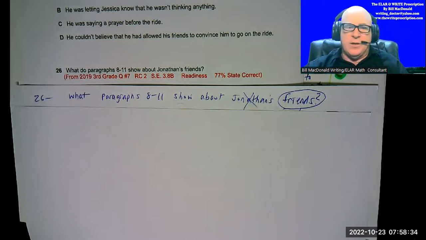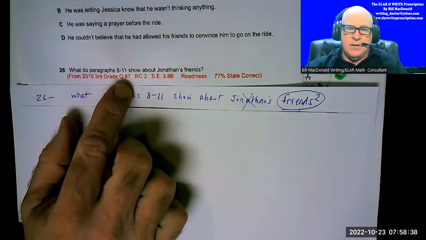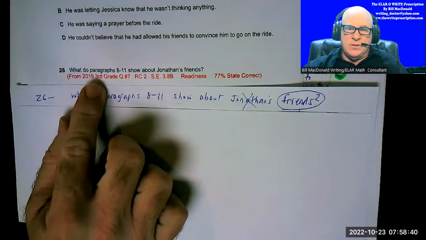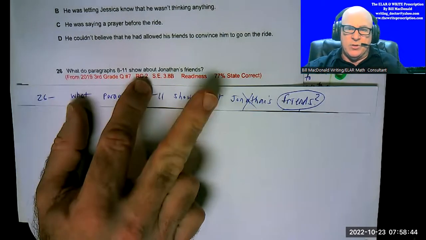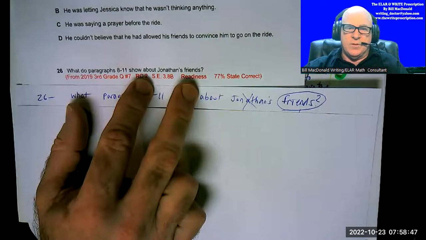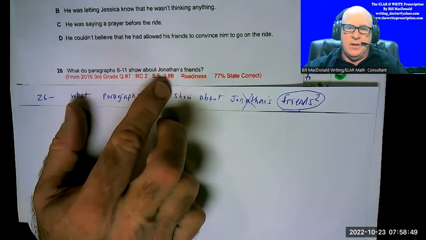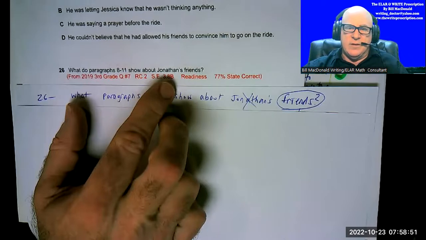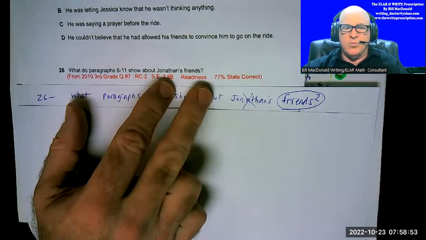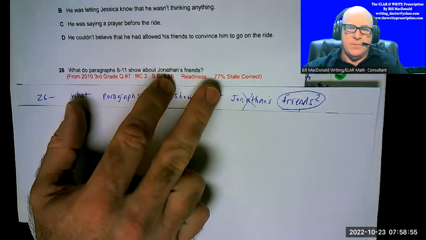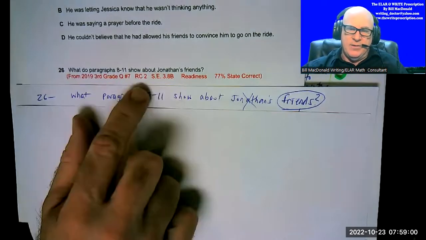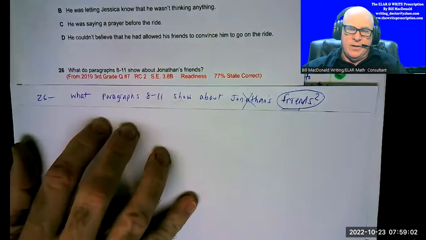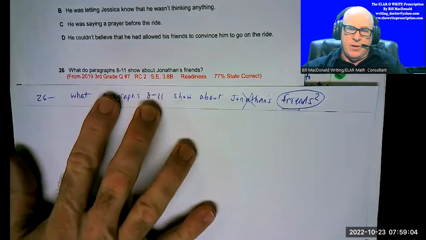So if you were to look at question number 7 from the 2019 3rd grade test, you would see that it's a readiness standard, reporting category 2, that it's student expectation 3.8B, and that 77% of the kids got it correct. In other words, 1 out of every 4 kids missed it. So the idea is cover up the answers like I have here. I've already written out the responses to save time on the white paper.